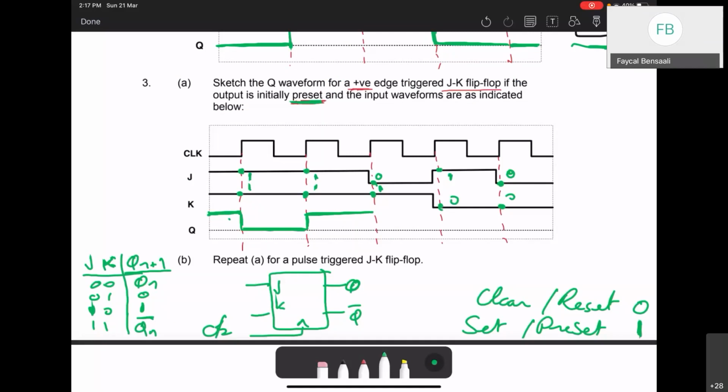What do we do when J is 0 and K is 1? It goes down to 0. Reset. It's like a reset, so it goes to 0. Good. And then 1, 0. What do we do? It's a set, so it goes up to 1. And then 0, 0 is nothing. So no change. 0, 0 is no change, it stays as it was, and that's it. So we have all cases here in this scenario.